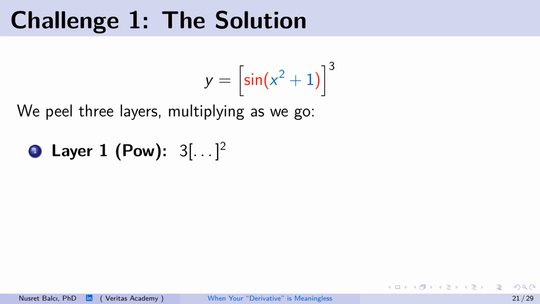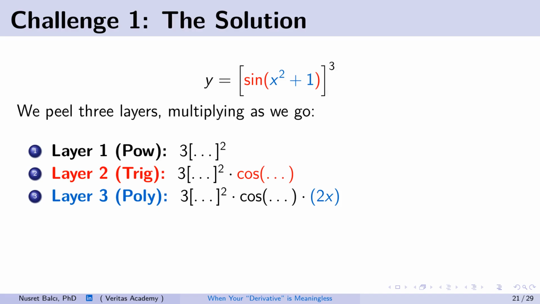Finally, we reach the core. The derivative of x squared plus 1 is 2x. The final derivative is the product of all 3 peels. This is the chain rule, generalized to multiple layers. You just keep multiplying until you hit the raw variable x. Now, what happens if we never hit the variable x? What if we hit a y?